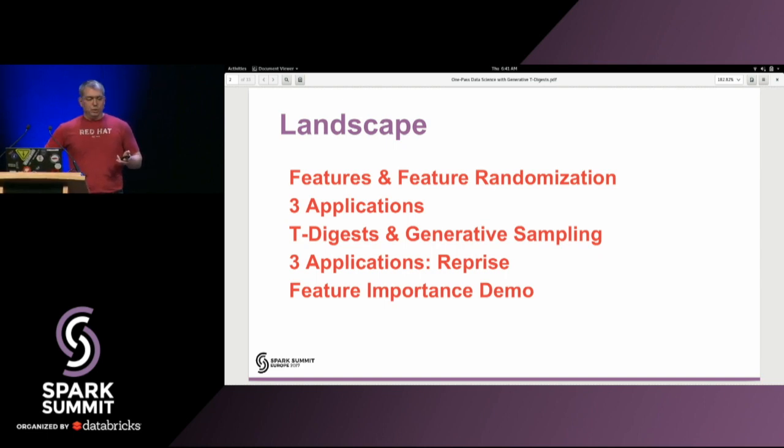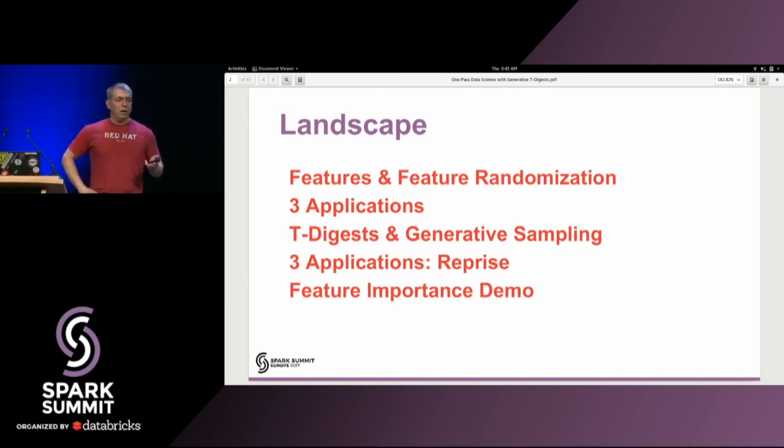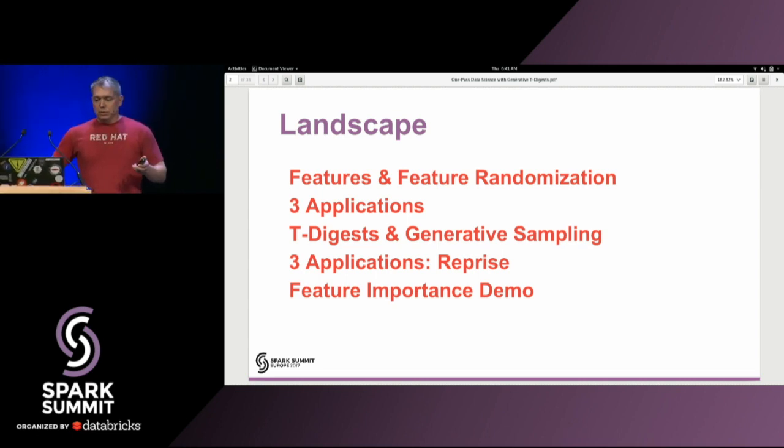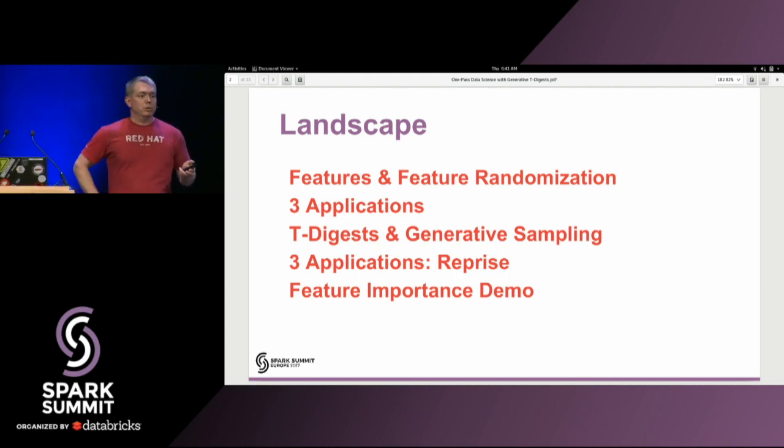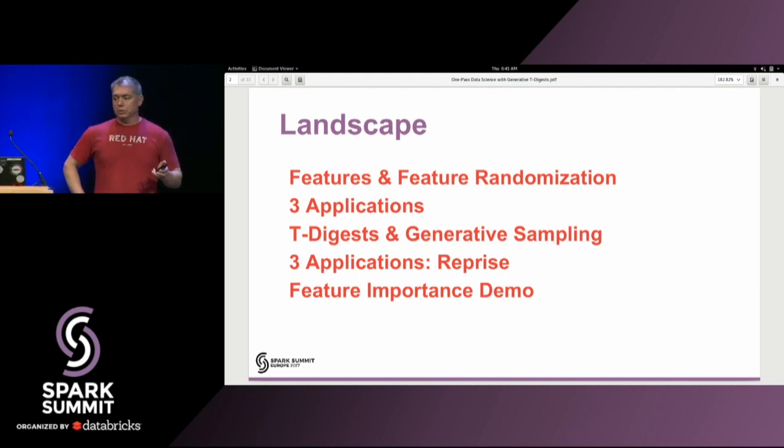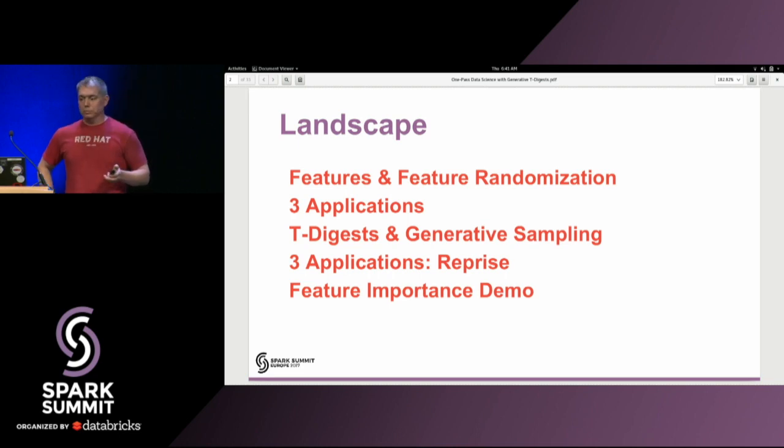And then I'm going to take a digression into discussing what T-digests are and how you can use them to do generative random sampling. And then with that knowledge, I'm going to go back to those 3 applications and reprise them and show how you can do them all in a single pass easily using T-digests in this mode of operation. And then I'll just conclude with a little demo.